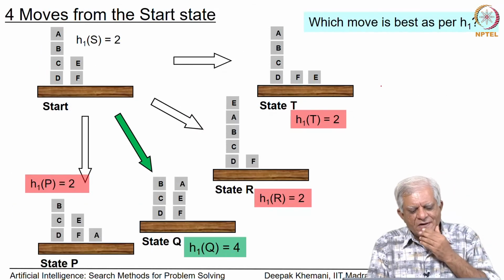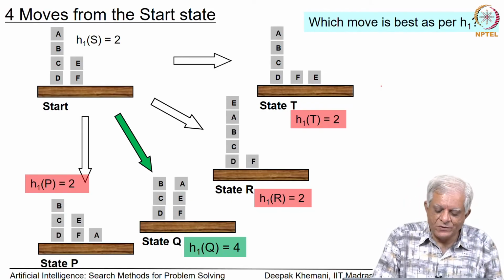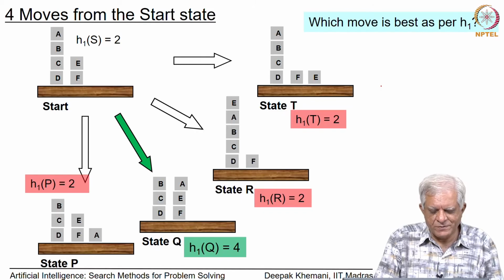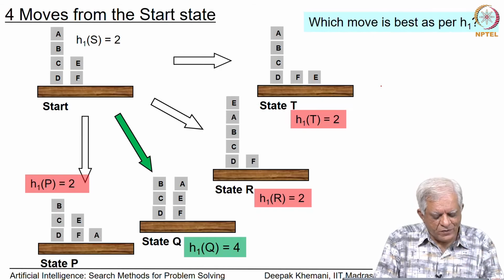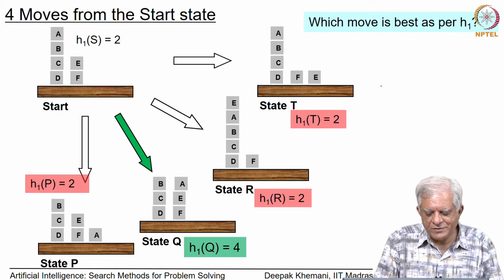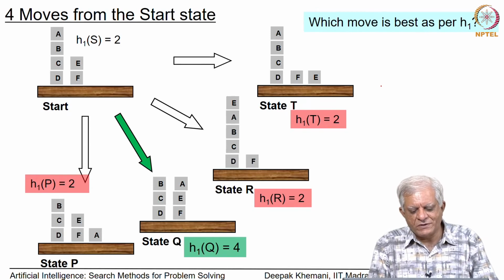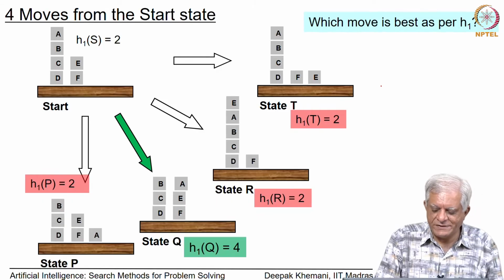So, let us see how the two heuristic functions perform, and so we assume that we are doing hill climbing. So, from the start state we can imagine 4 moves that you pick up A and put it on the table, or you pick up A and put it on top of E, or you pick up E and put it on top of A, or you pick up E and put it on the table essentially. So, these 4 states are shown here, and also the heuristic values as per the first heuristic function.